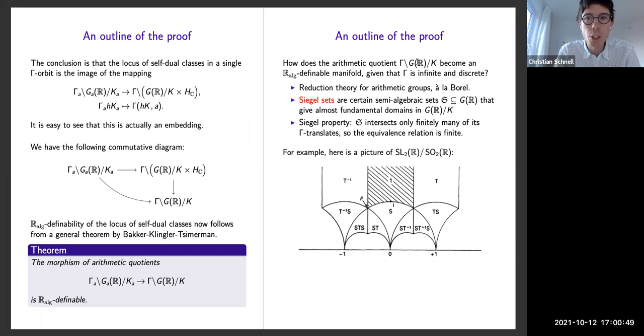So when you say G(R) mod K mod gamma is definable, it is really saying that first you take a Siegel set that's semi-algebraic, then you take a quotient by this finite equivalence relation, and that gives you the structure on the quotient.